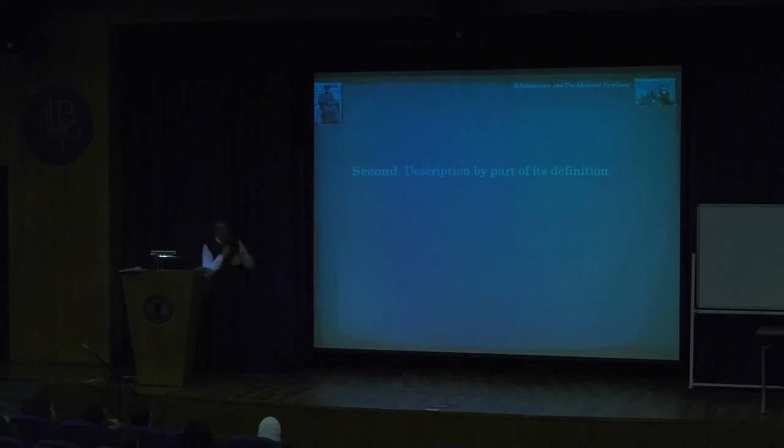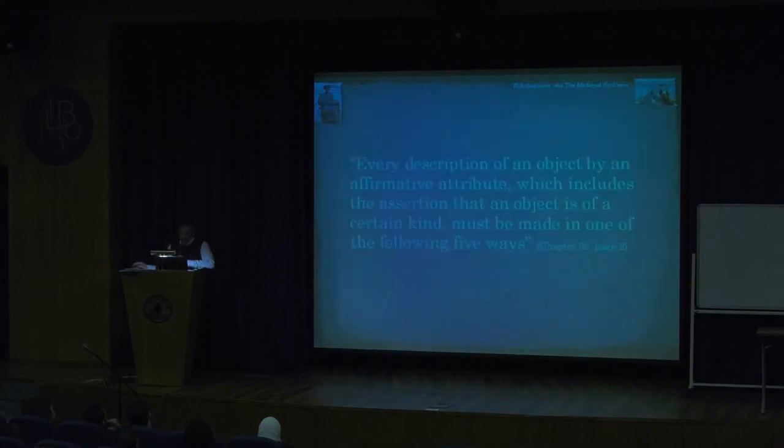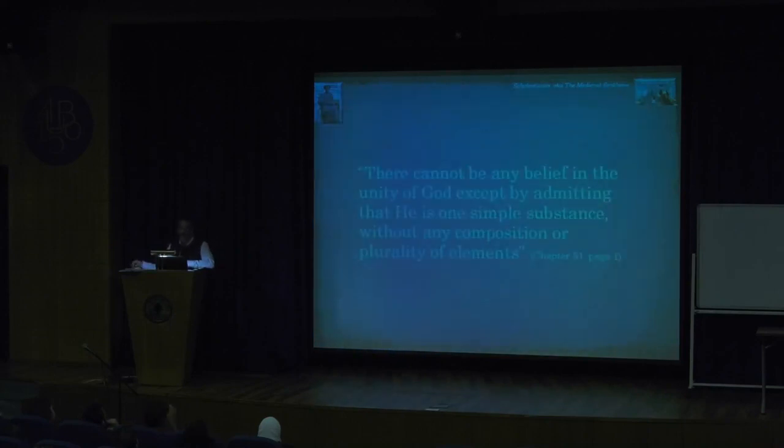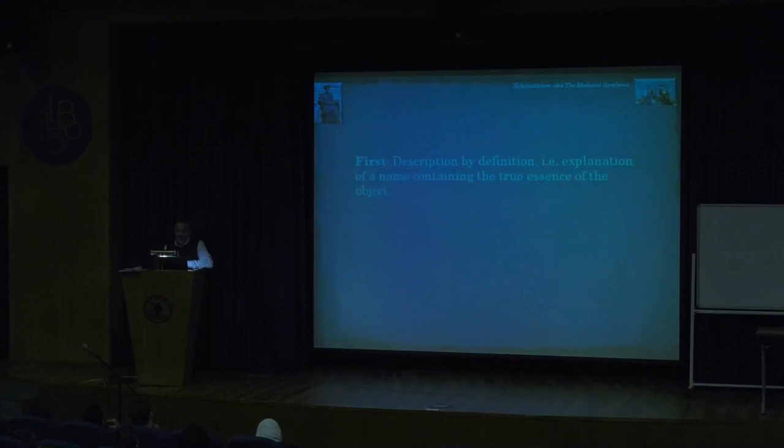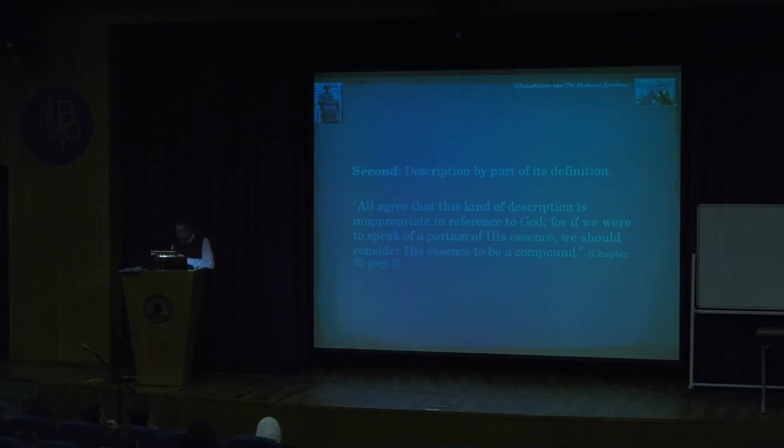So this is a description by part of its definition, but what was our premise? Simple unity, simple substance. There's no partitioning when it comes to God. Right? In a monotheistic context, God is not made of parts that you can talk of separately. So any approach to the definition that must speak in terms of parts of the essence obviously doesn't apply. For if we were to speak of a portion of his essence, we should consider his essence to be compound, but we had already established that God's essence is not compound. It's simple.